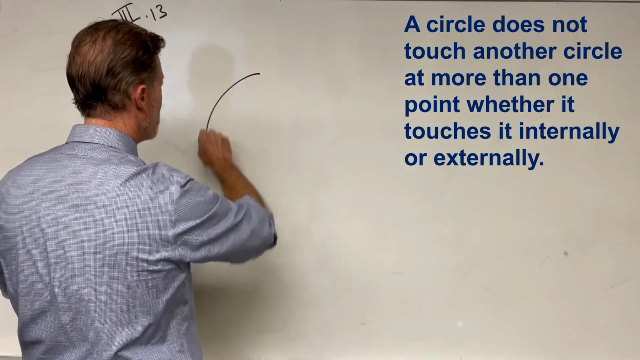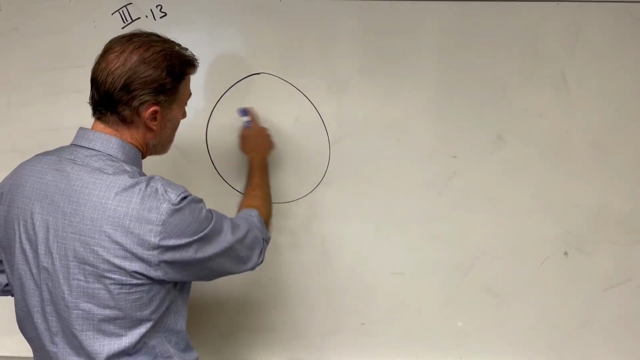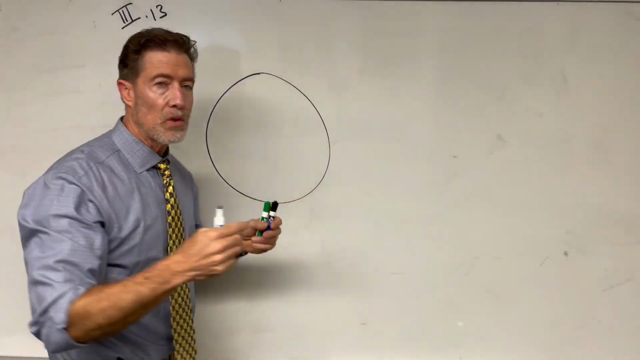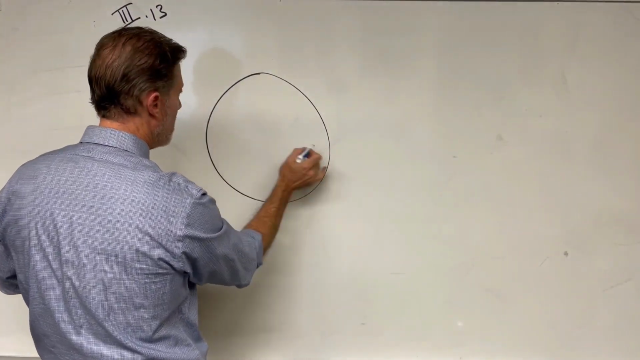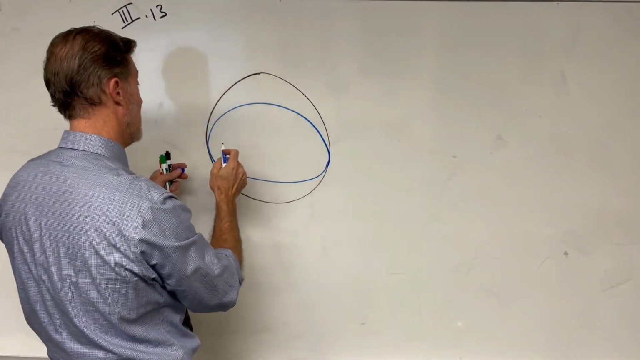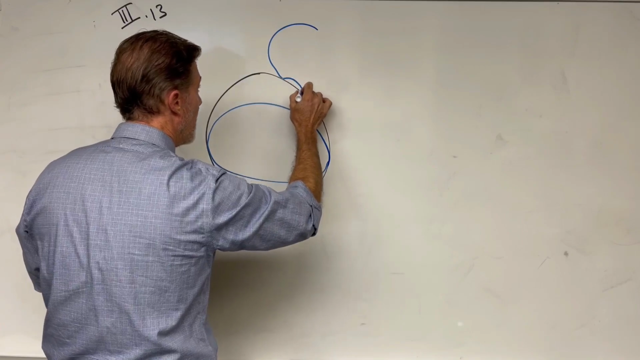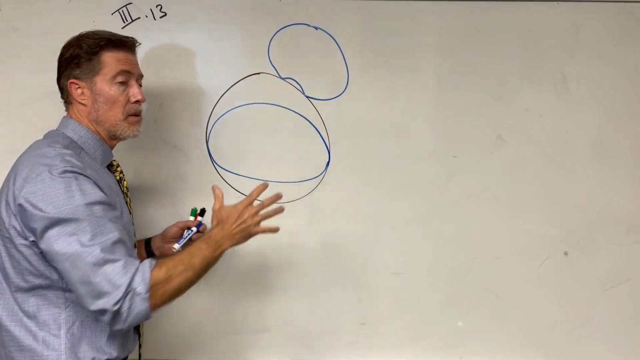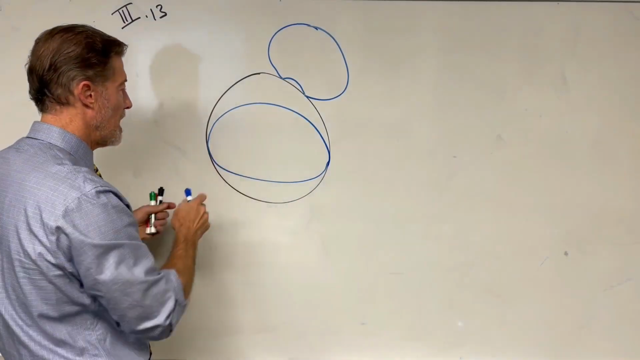So let's have a circle, and let's have another circle touching more than once. And remember, Euclid defines touching as circles that meet but don't cut. So we want another circle that touches this circle more than once internally, and we can draw it something like this. And then we want another circle that touches externally. It's going to look something like that. They're going to look a little weird, but that's not why we reject them. We're going to reject them not because they look weird, but because there is a logical contradiction.